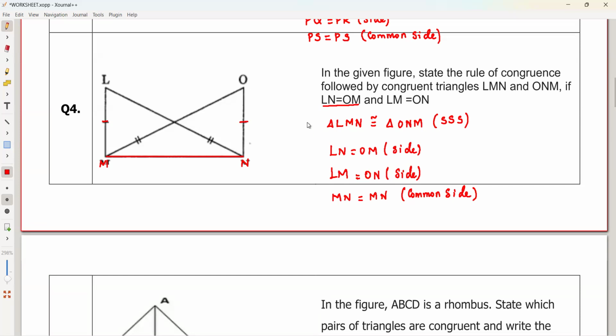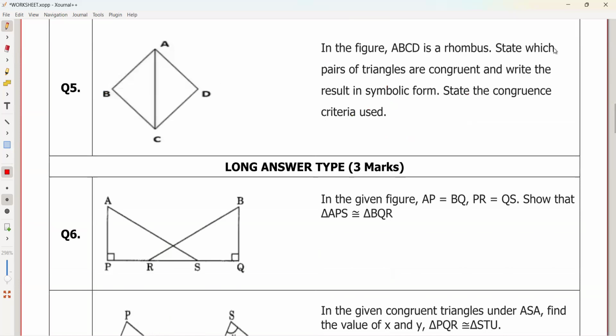Right. So next question. Misty Singh. In the figure, ABCD is a rhombus. State which pair of triangles are congruent and write the result in symbolic form. State the congruence criteria used. So first of all, you must know what is a rhombus. What is the property of a rhombus?